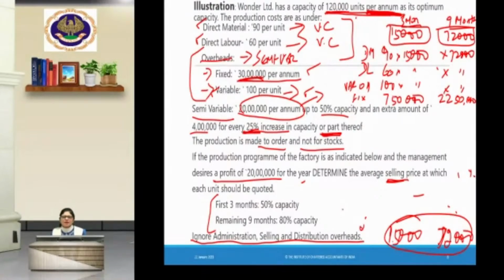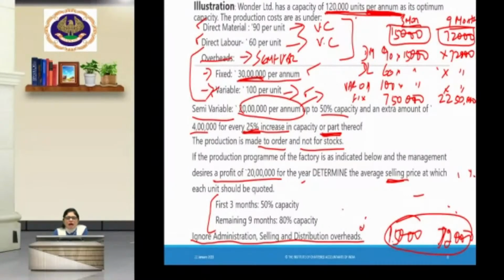Now let us come to semi-variable. Any doubt till now? Yes. You just calculate the amount. Keep on calculating. Yes, very good. Fixed cost will be 7,50,000 and 22,50,000. All right. Now let us see semi-variable.